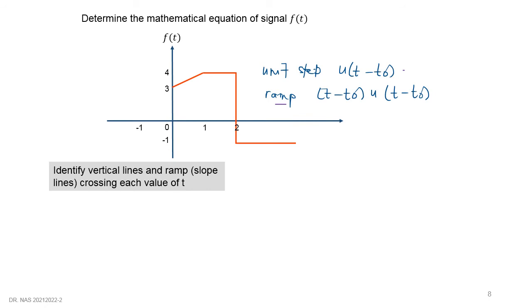To write down the equation, the first step you need to identify vertical lines, how many vertical lines you have connecting each t, and how many ramps, or lines that have gradient or slopes, crossing each t. Let's start with the first point. Here you have the first line at 0.